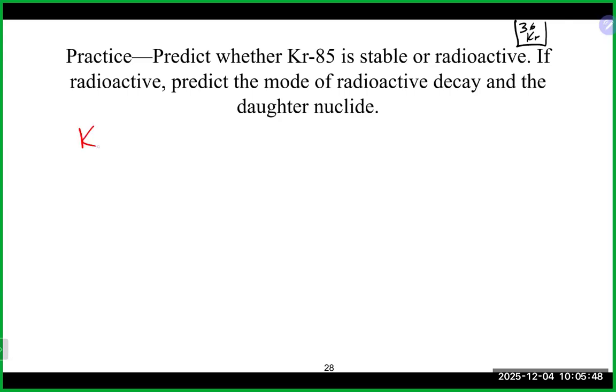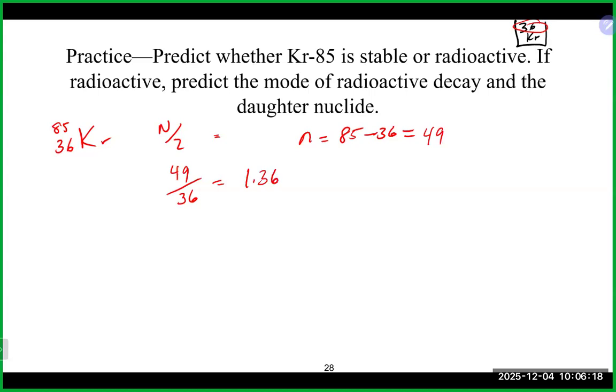So again, Krypton 85 is the mass number. You get the atomic number there from the periodic table, 36. Going to look at the N to Z ratio here. So our neutrons are going to be our mass number, 85 minus 36. That's going to get us 49. And that means we've got 49 divided by 36 for our ratio, and that's going to get us 1.36 in terms of our ratio.